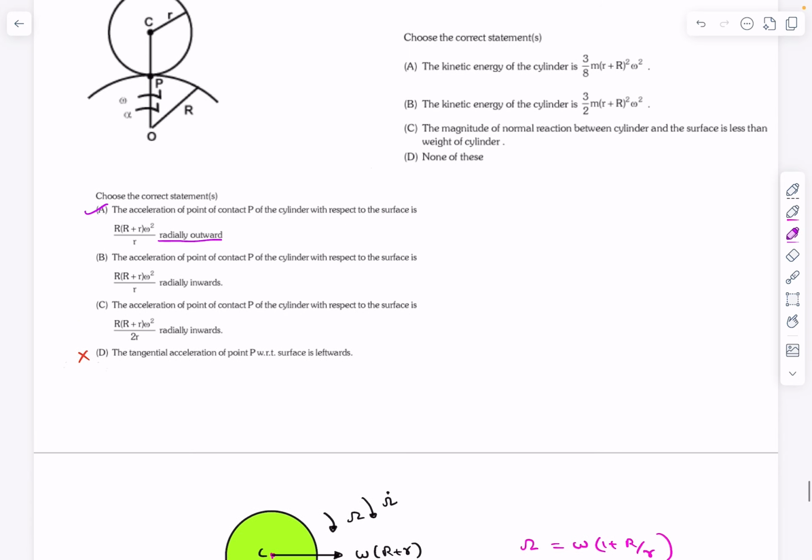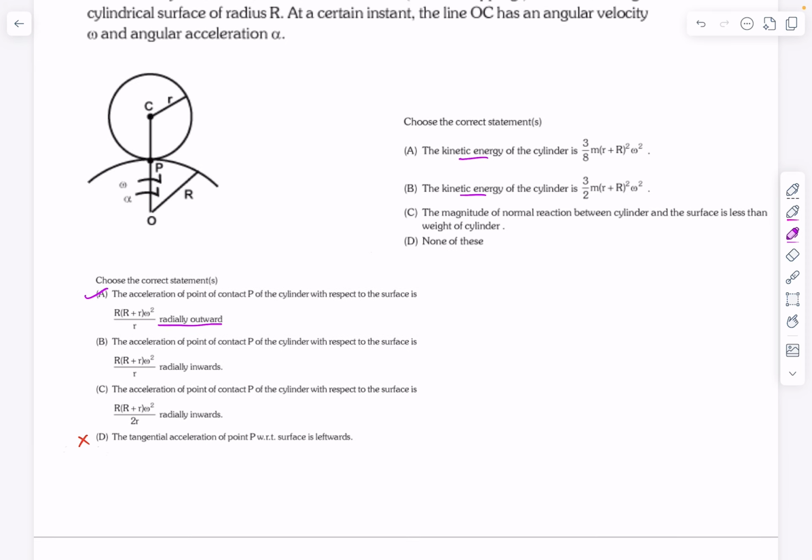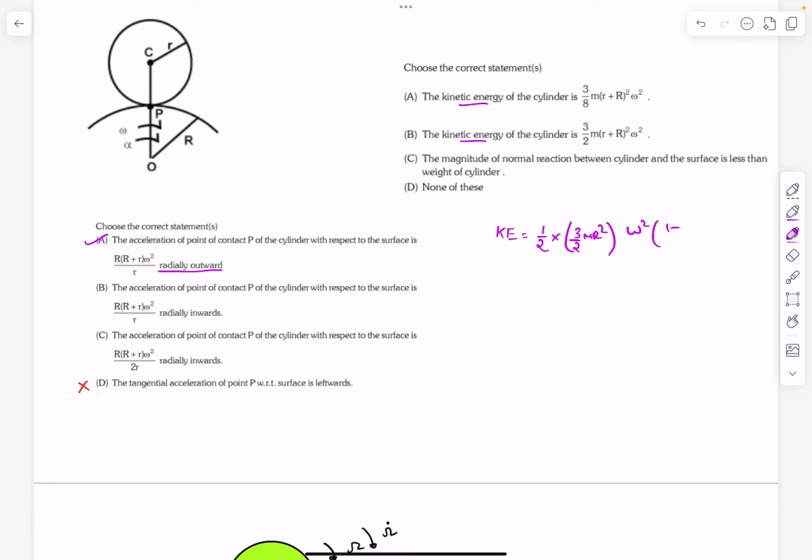Now the next question they're asking us about the kinetic energy. Now the kinetic energy, we can write it in two ways. First is half m v_cm squared plus half I about center of mass times omega squared. Or what we can do is use the instantaneous axis of rotation, because that is just this contact point over here. So the kinetic energy is just directly going to be half I about the instantaneous axis. So this is a solid cylinder, so it is going to be 3 by 2 m r squared times the angular velocity of the rigid body, which was omega squared. Okay, so this will be omega squared times 1 plus capital R by small r squared. Okay, and actually A and B doesn't match with this option.